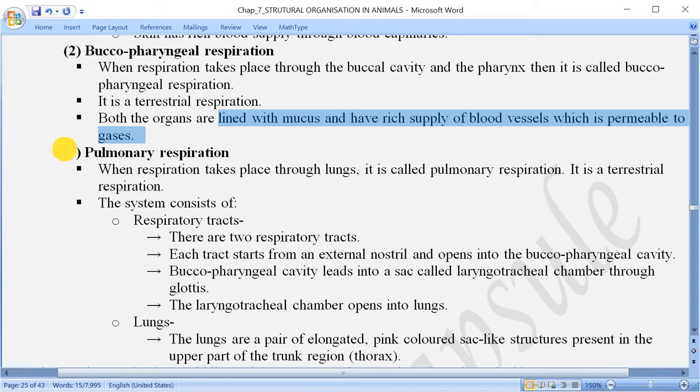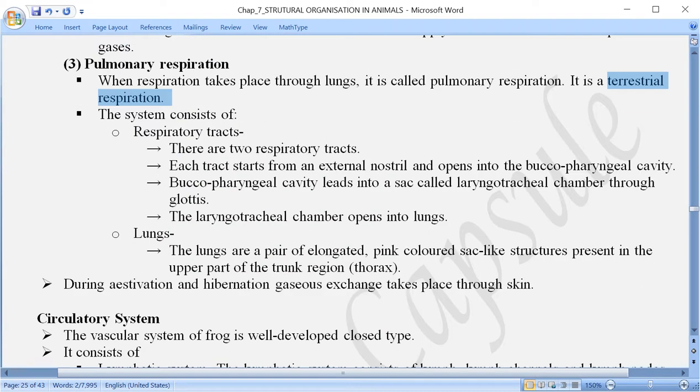The third one is called pulmonary respiration, that is, the respiration taking place through the lungs. It is terrestrial respiration because with the help of lungs the frogs are able to respire on land. That means they can exchange carbon dioxide and oxygen gas from the air. Here the respiratory system consists of two parts: the respiratory tracts and the lungs.